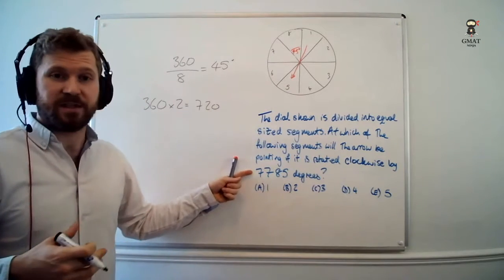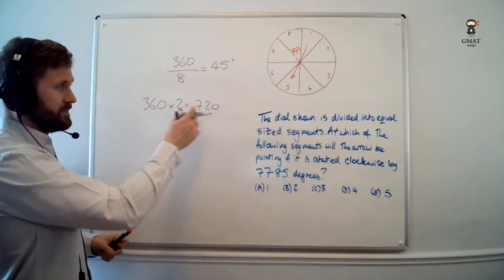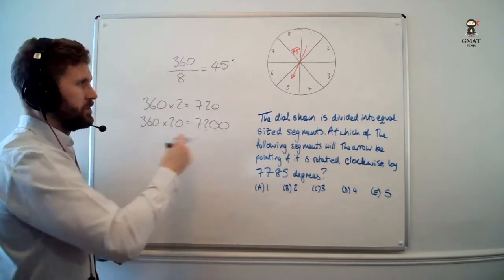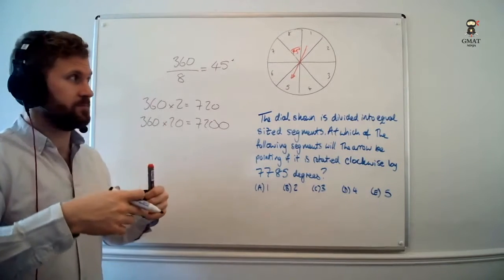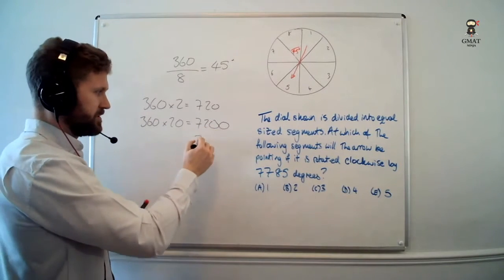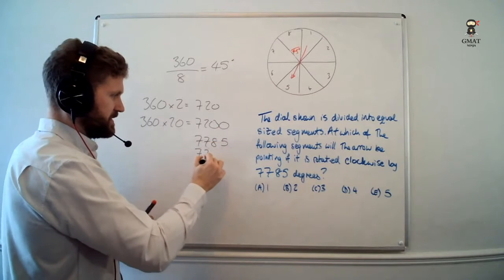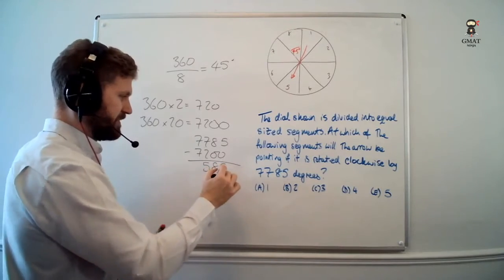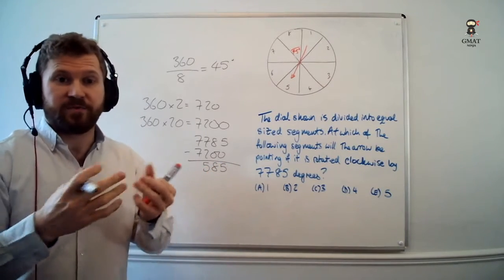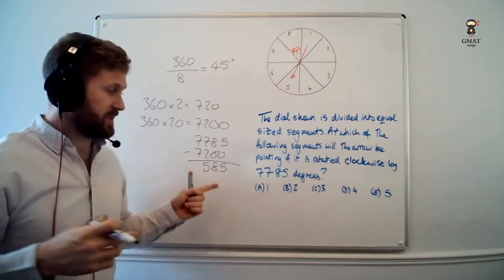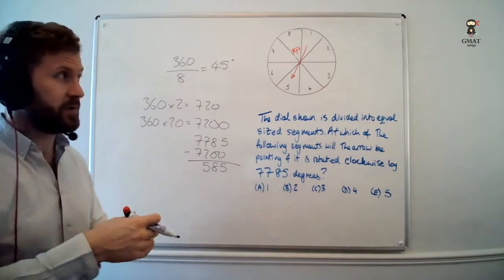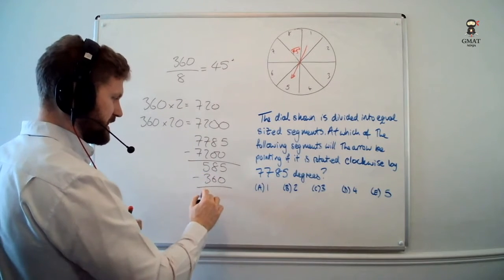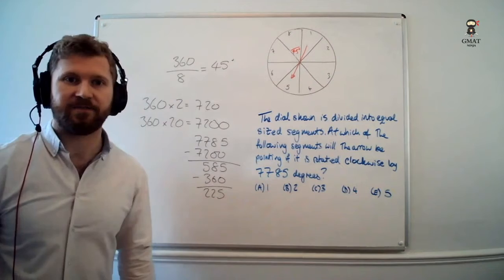I want to get to 7,785 degrees. So if I times this by 10, in other words, if I rotated the dial 20 times back to where it started, I've used up 7,200 degrees. Now, if I take 7,200 away from 7,785, I'm left with 585 degrees. So I've got 585 degrees left to deal with. Because that's bigger than 360, I'll turn it around again. Another full circle, and the red line's going to be back pointing at number 5. If I do that subtraction, I've got 225 degrees left to play with.